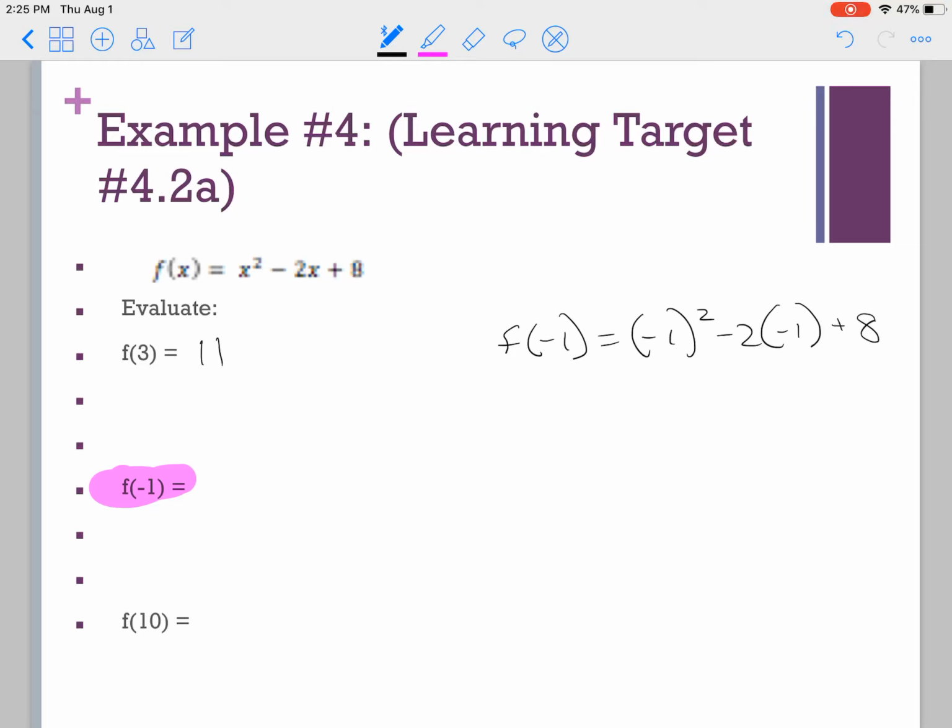If we have to type that in our calculator, we must put those parentheses around this -1 right here that's being squared. Exponents first. -1 times -1 is +1. -2 times -1 is +2. Plus 8 copies. Left to right, 1 plus 2 plus 8. 11.